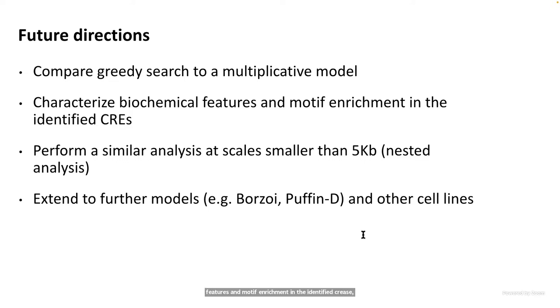We also hope to perform a similar analysis at scales smaller than 5 kilobase, even going down to motif level. The complication here is that the search space expands dramatically, obviously, but we hope to use a nested experiment set in order to narrow down the motifs of interest within a CRE. And finally, we hope to extend this work to further models such as Borzoi and Puffin D and other cell lines.